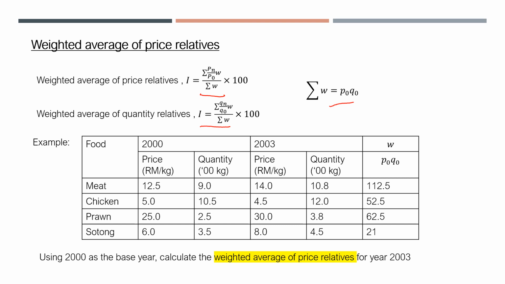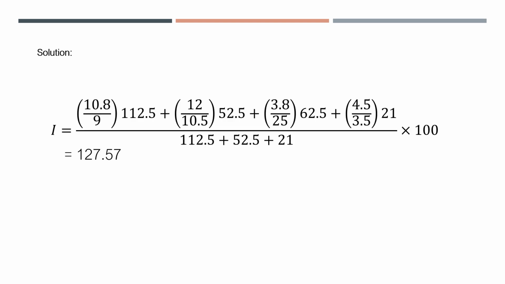Here is the example, and we use 2000 as the base year. We calculate the weighted average of price relative for the year. This is price relative, so we have to use the first formula. Here is the solution, and there's nothing to explain for this, because you just have to key into your calculator and you get the answer.